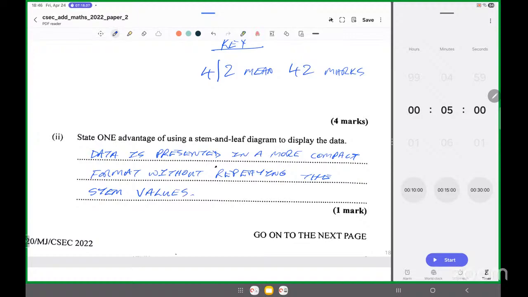That's it. Right? You could divide it into two observations: you could say the data is more compact, one, and two, stem values are not repeated. You understand?